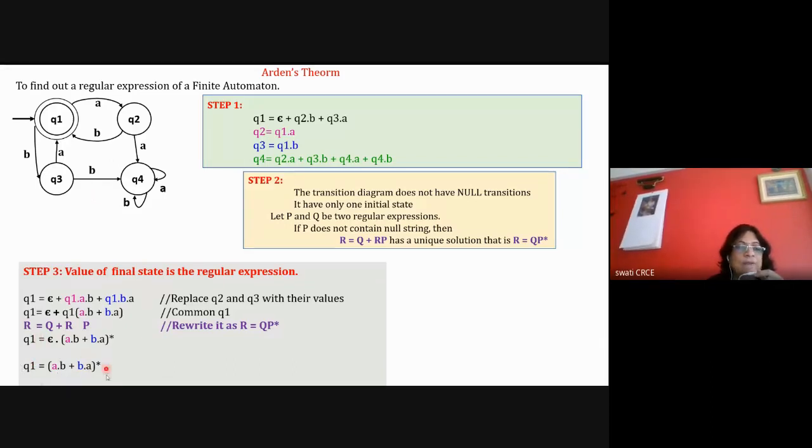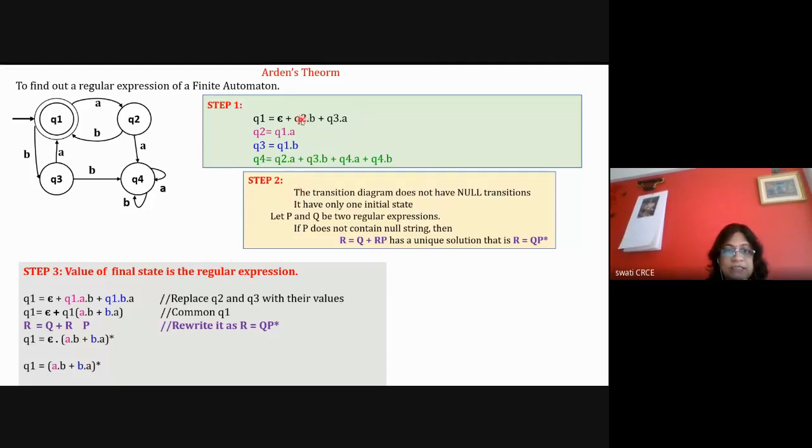Okay. So I have to solve now. Take the first equation and just observe here. It is with respect to Q2 and Q3, but Q2 and Q3 are already mentioned with these values. Now I have to convert this equation into the format R is equal to Q plus RP. This is the first problem, so it is very simple. I have taken a simple example.